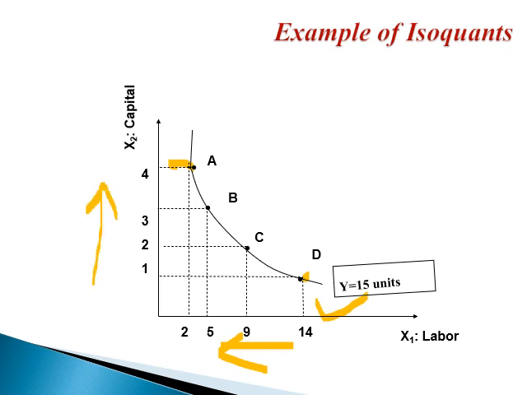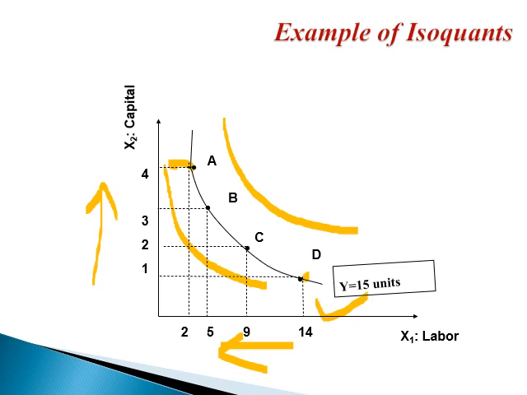Because remember, if I use less x1 and less x2, I will move to a lower isoquant curve that looks like here. And if I use more x1 and more x2 at the same time, I'll move to a higher isoquant here. A lower isoquant means that the level of output is definitely less than 15. A higher isoquant means that the level of output is definitely more than 15. Exactly what we said before about the indifference curve.